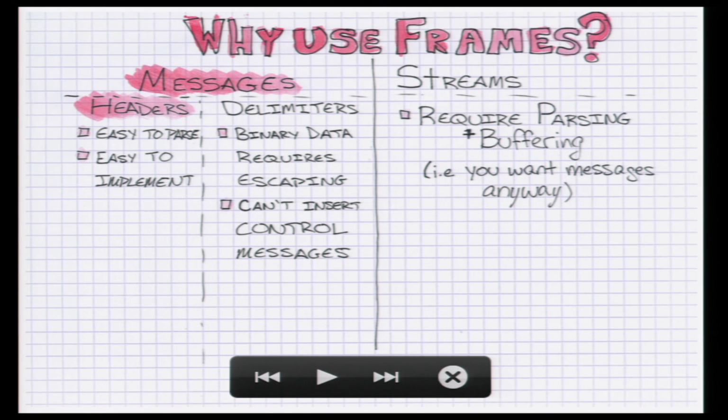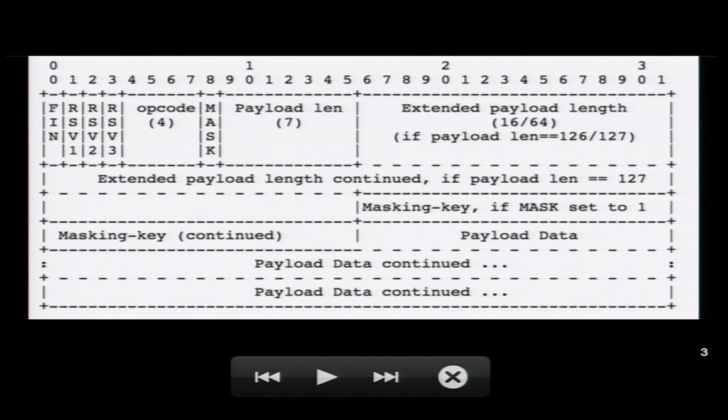So WebSockets uses messages, not streams, and it uses headers, not delimiters, to separate those messages into fragments and to separate the messages from each other. So now we're actually going to look at a frame. I told you about this upfront stuff about how messages and frames work, and now this is a diagram from the RFC. It's 32 bits across, and you can see them numbered at the top, starting from 0, ending at 31. Each column is 1 bit. So we're going to work from left to right through all of these bits.